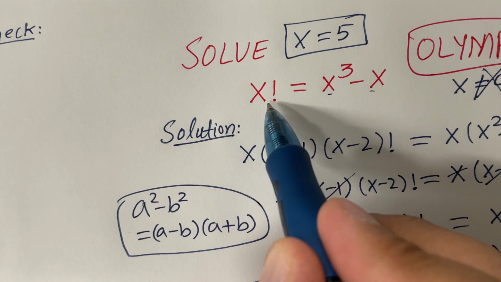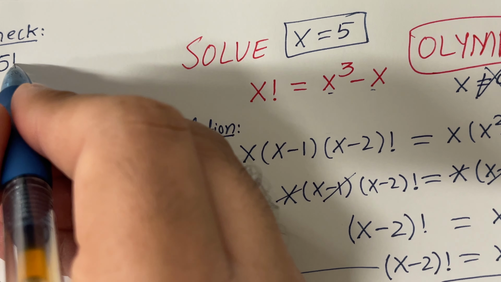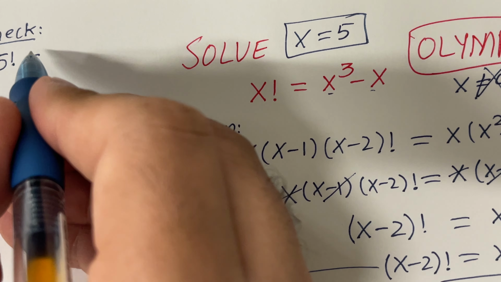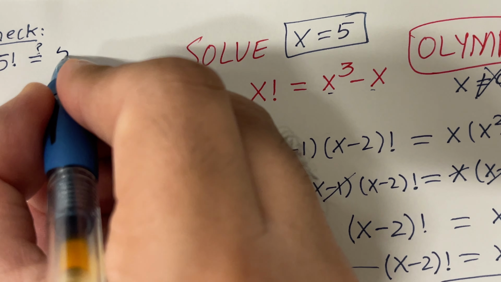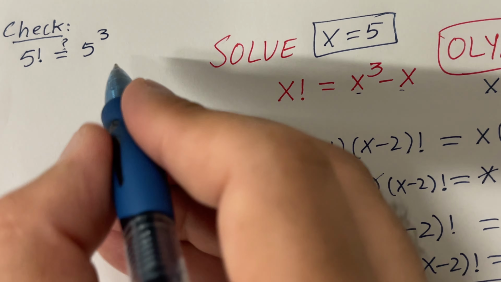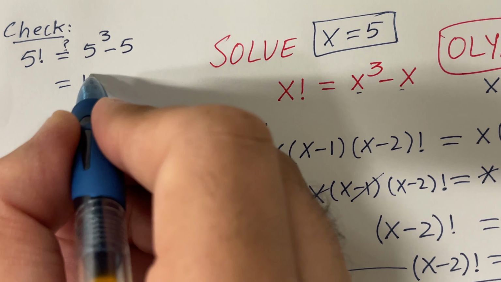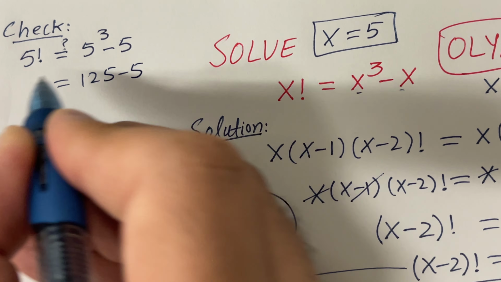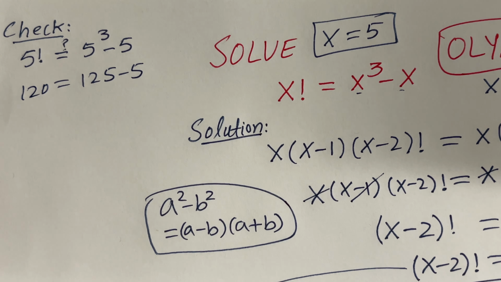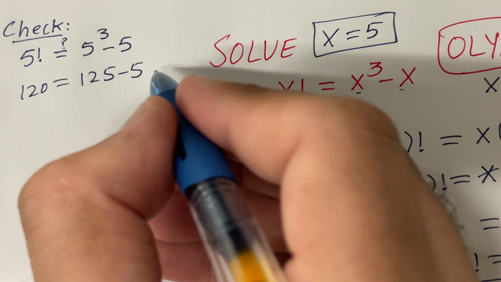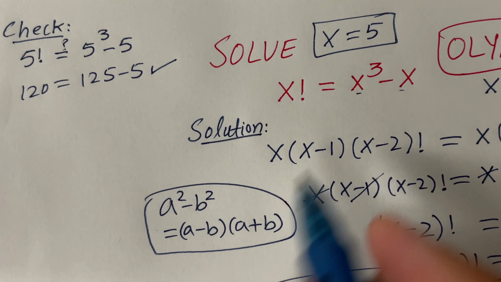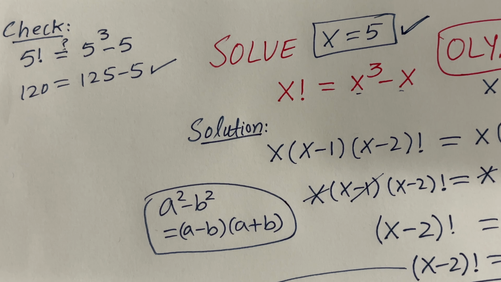If you plug in x equal to 5, then the left hand side is 5 factorial, and the right hand side will be 5 raised to the power 3 minus 5, and 5 raised to the power 3 is 125, minus 5. And 5 factorial is 120, a very common factorial. So this satisfies this equation. It means that this equation has x equal to 5 as the only solution.